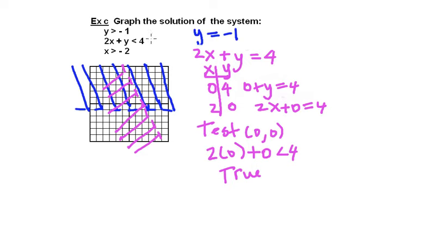Okay. And that's the solution in relation to the second inequality. Now, if we had only 2 inequalities, we would be done. We would say that the overlapping region, which has both pink and blue, is the solution. However, we do have a third inequality to account for, so we will graph that.